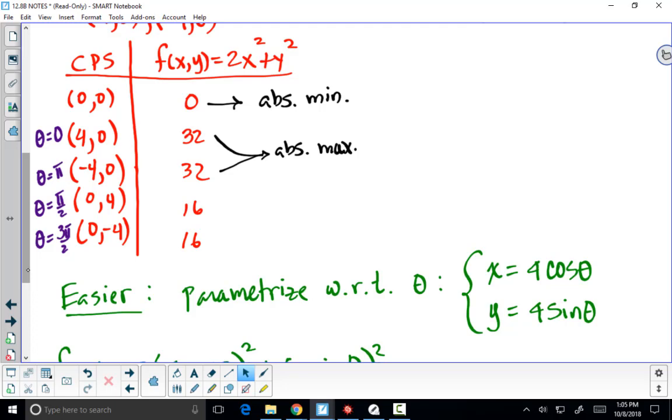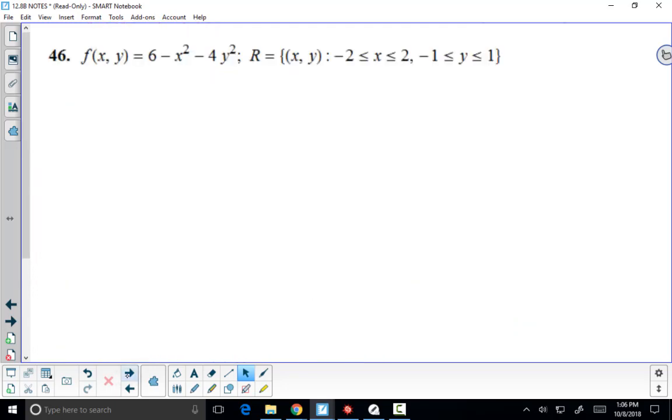We test. The biggest number is the absolute max. The smallest number is the absolute min. So the moral of the story is, if your boundary curve is a circle, parameterize it according to theta. Because if you do a y equals thing, then you have 2 hidden boundary points. If you do an x equals thing, you have 2 boundary points that are hidden. So if it's a circle, parameterize it.